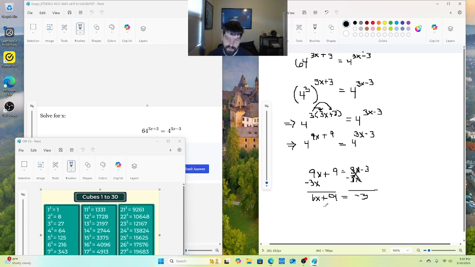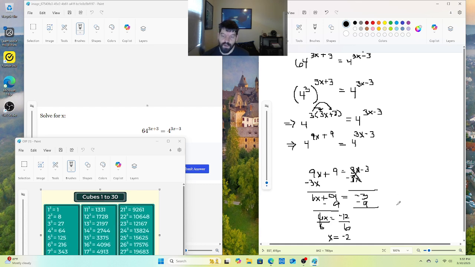And then my next step is to isolate x further. I'm going to subtract 9 from both sides. Here we want to be careful with our subtraction of negative numbers, but we're going to get that 6x is equal to negative 12. And then my last step to fully isolate x and get it by itself, I'm going to divide both sides by 6. And then we have that x is equal to negative 12 over 6, which gives us the value of negative 2. So that will be our final answer.